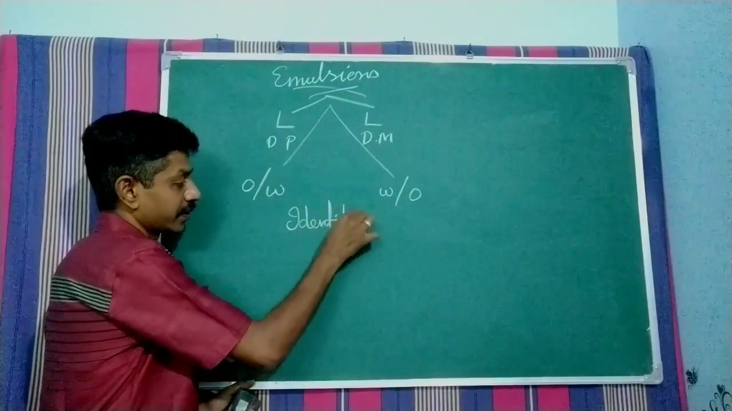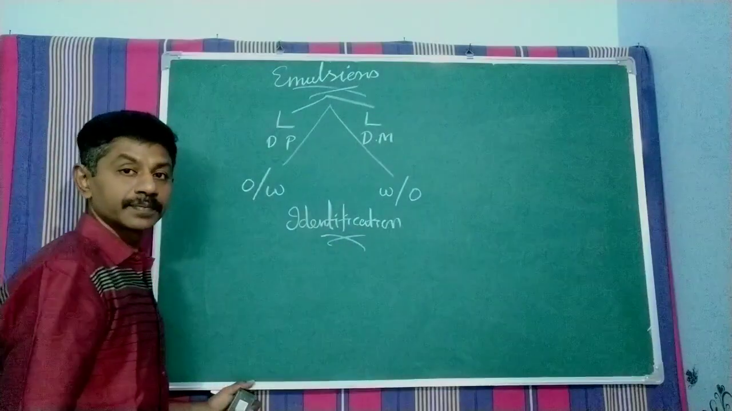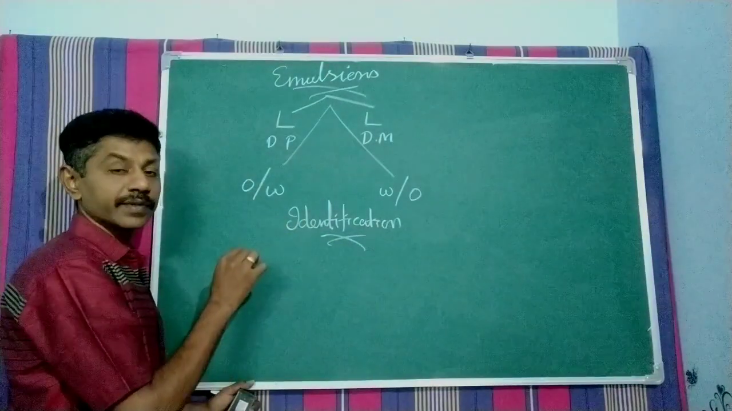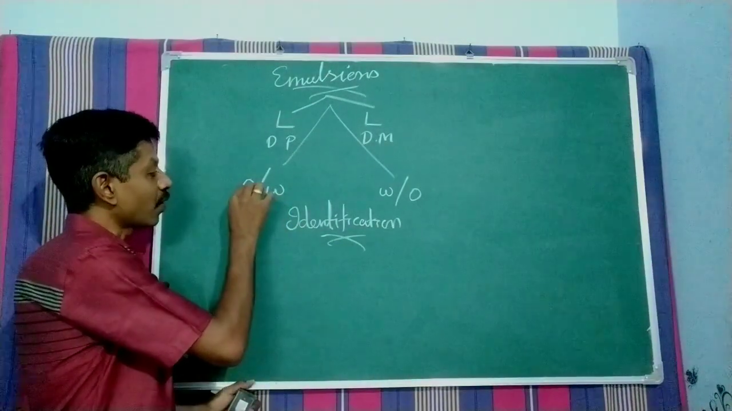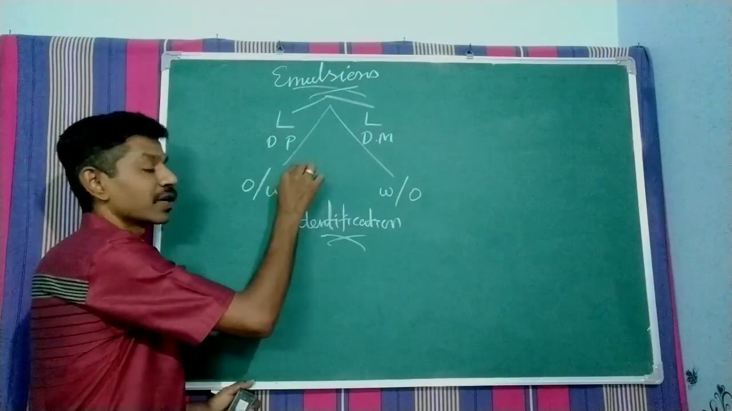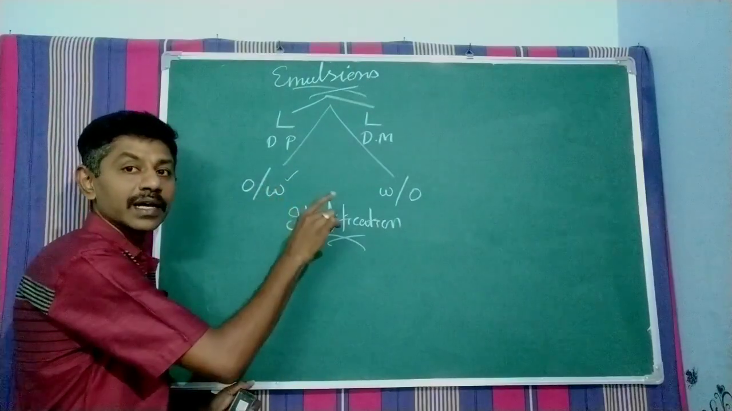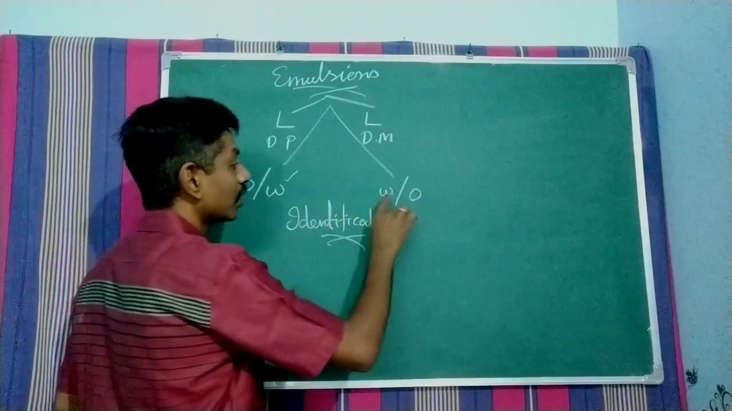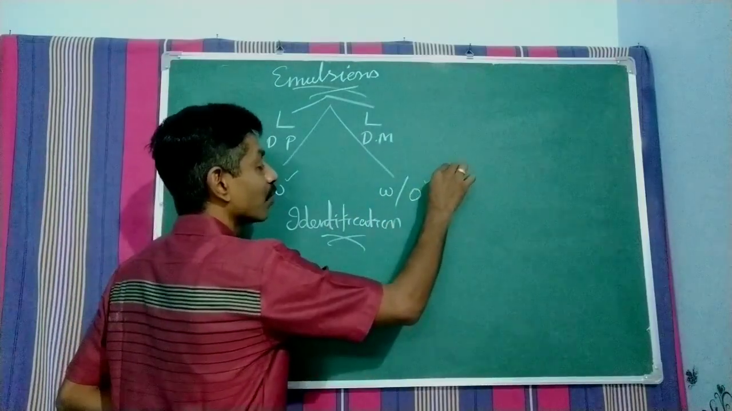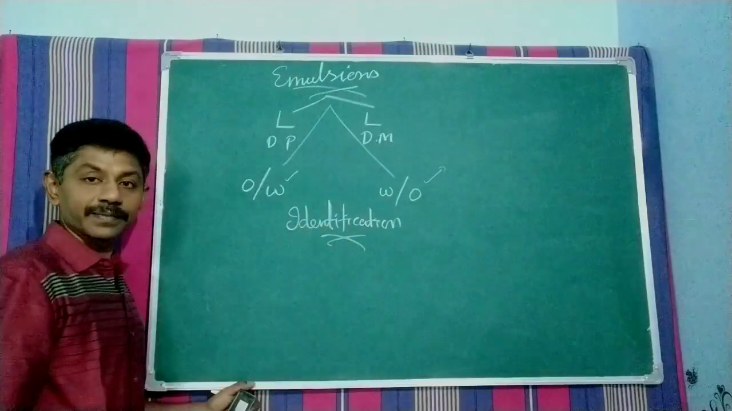Identification of a type of emulsion is our next step. So what are the procedures we are following? If it is an oil in water type of emulsion, the major proportion is water, so this particular emulsion will be soluble in aqueous medium. In a water and oil type, oil is more, so this will be soluble in oil phase, that is organic phase.